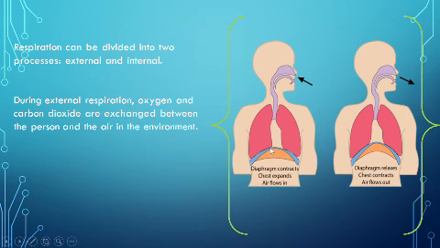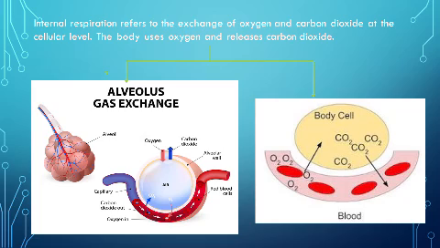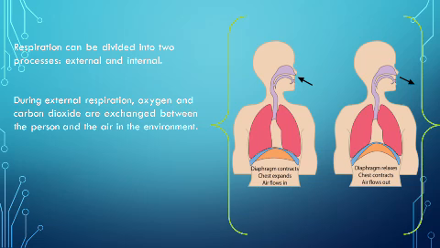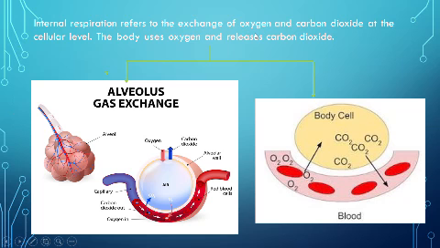During inhalation, the diaphragm contracts and the chest wall expands, so air flows inside the body. That is inhalation. Coming to the next slide, internal respiration refers to the exchange of oxygen and carbon dioxide at the cellular level. During external respiration, the exchange between the person and the air in the environment is done. But in internal respiration, the exchange of oxygen and carbon dioxide at the cellular level is done, so that the body uses oxygen and releases carbon dioxide as a waste product.